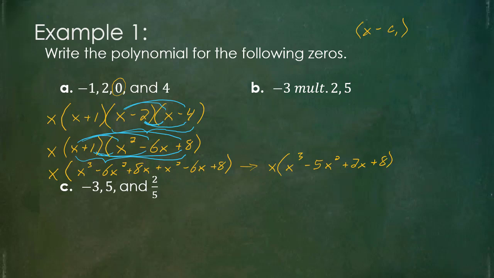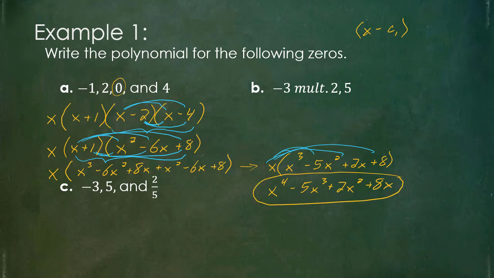And now I'm to my last step, which is just distribute the x through the four terms that I now have, which then would give me x to the fourth minus 5x cubed plus 2x squared, and then plus 8x. And there we have our first expansion, at least for the example we have here.